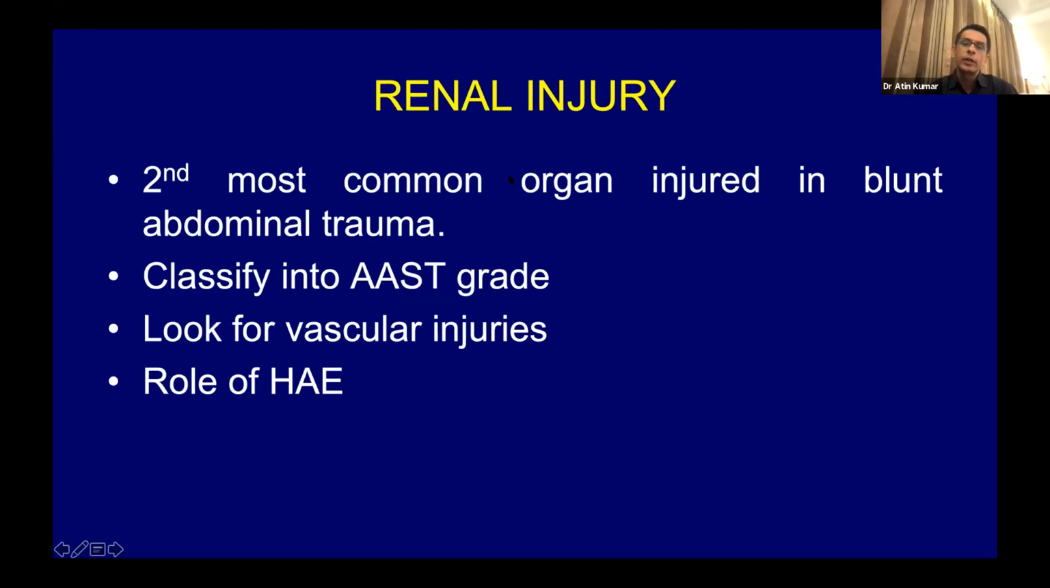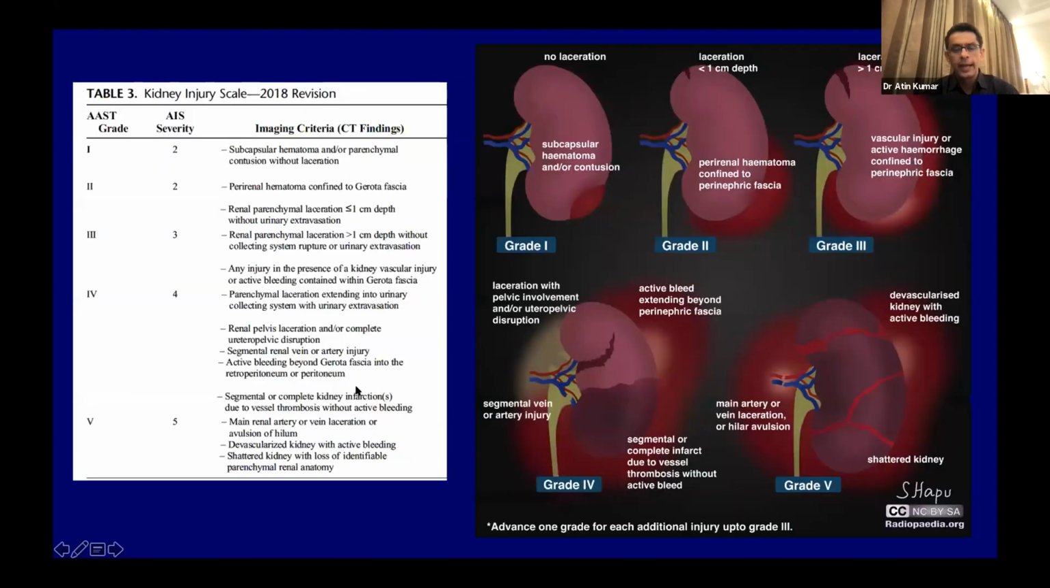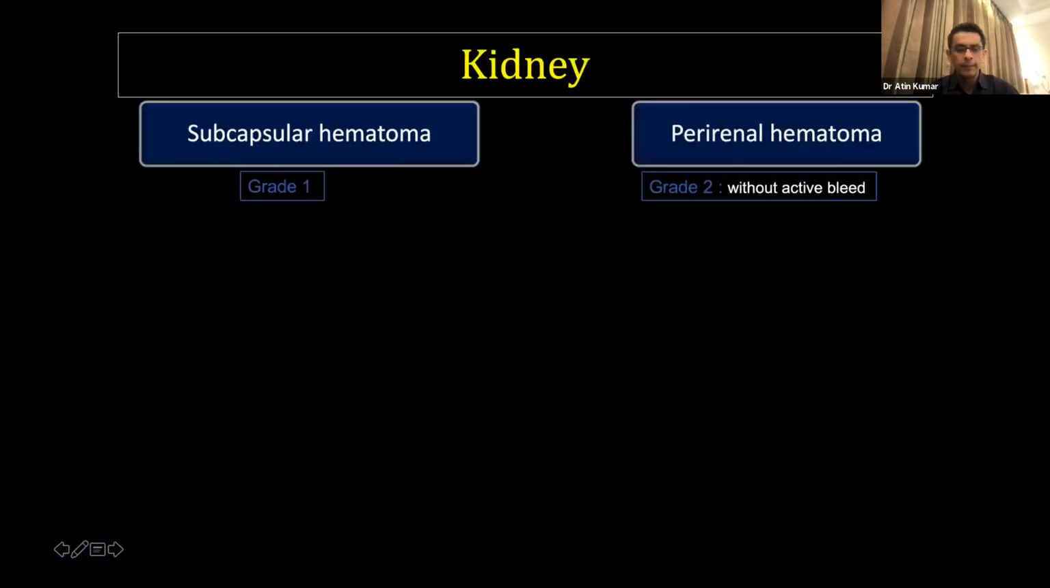Coming to the third solid organ, the renal injury. It's the second most common organ injured. In fact, it's the third most common organ injured, actually. And this is again the organ injury scale grading, AAST grading, which has been given. This is a beautiful diagram from Radiopaedia. You can go through it later on, but I'll again be showing you the examples.